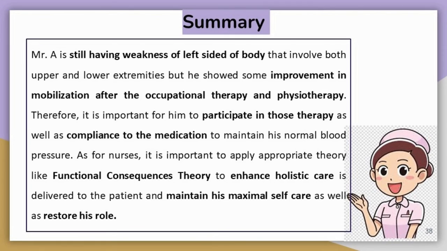For the summary, Mr. A is still having weakness of the left side of the body that involves both upper and lower extremities, but he shows some improvement in mobilization after the occupational therapy and the physiotherapy. Therefore, it is important for him to participate in those therapies as well as comply with the medications in order to maintain his normal blood pressure. And as for nurses, it is important to apply appropriate theory like functional consequence theory in order to enhance holistic care delivered to the patients and to maintain his maximum self-care as well as restore his role.